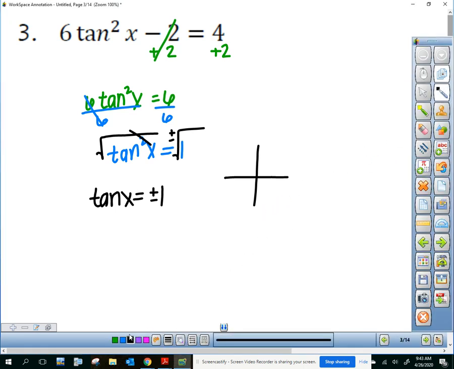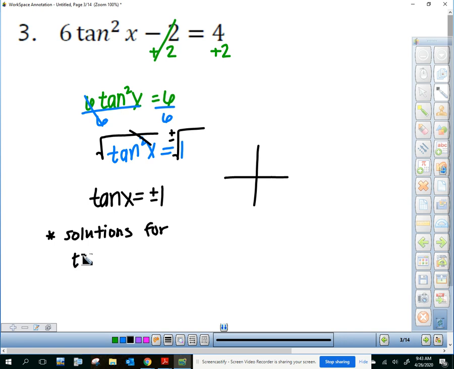However, we go back to when we were looking for solutions, when we solve for sine and cosine and their reciprocals. Remember, we give the solutions all the way from 0 to 2 pi, but when we are solving for tangent or cotangent, we only give the solutions for tangent between 0 and pi.